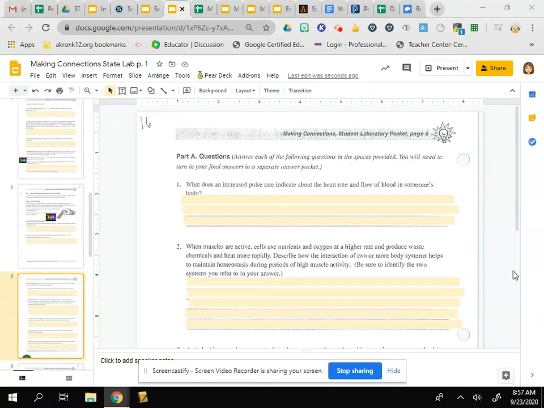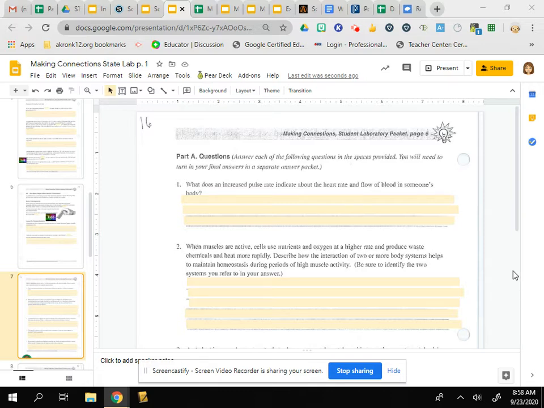All right, page 6. This is part 6, and slide number 7, just to make sure you're in the right place. So we have some questions to answer. You will need to type in the text boxes that I put in for you.